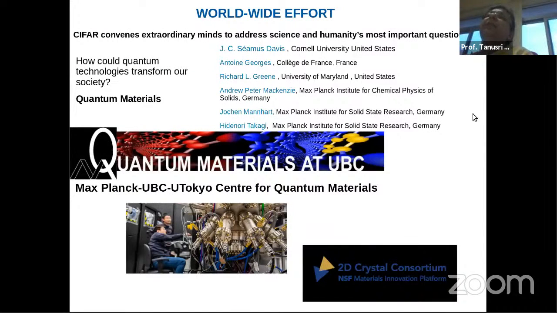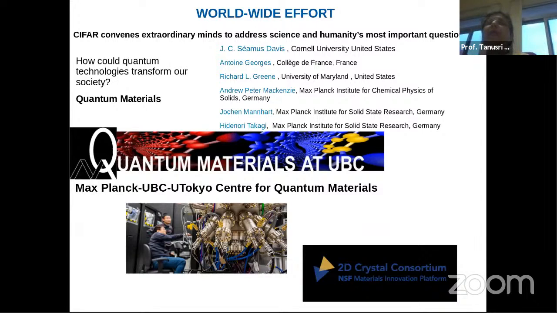And quantum materials, that's a worldwide effort. CIFAR, which is basically a funding agency in Canada, puts really great minds from all across the world together, like Seamus Davis, the famous STM person from Cornell, Antoine Georges from College de France, Richard Green from University of Maryland, Mackenzie and Manhart, both from Germany, one from Dresden, one from Stuttgart, and Takagi also from Stuttgart. So you can see a variety of famous scientists from across the world and across many disciplines. Takagi is a solid state chemist, while Manhart works with MBE and PLD and makes heterostructures. Similarly, Mackenzie is an experimentalist, while Antoine Georges is a theoretician. So basically, it covers various disciplines.